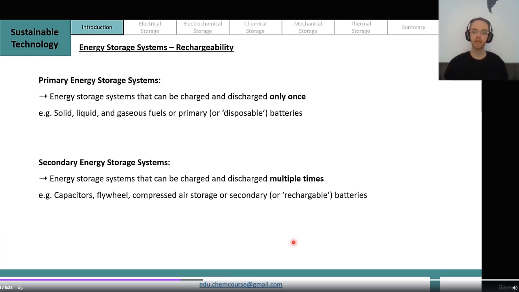Energy storage systems can be distinguished regarding their rechargeability. There are so-called primary energy storage systems. These are energy storage systems which can be charged and discharged only one time. A typical example for this is solid, liquid, and gaseous fuels. Like gasoline: once you burn gasoline in your car, you will not be able to recharge it, except by fueling new gasoline into your car. Another common example is disposable batteries. These batteries come charged, you simply discharge them one time, and then you recycle them.